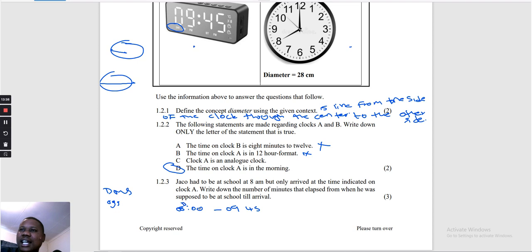It will have 8 like this. It will have these zeros like this, minus 9, you press that, and you press 45, then you press that. So let me do it. 8, then I press it, then I press 0 0, I press it again, then I say minus 9, I press it again, then I say 45, I press it again, and then it gives me 1 hour 45 minutes.